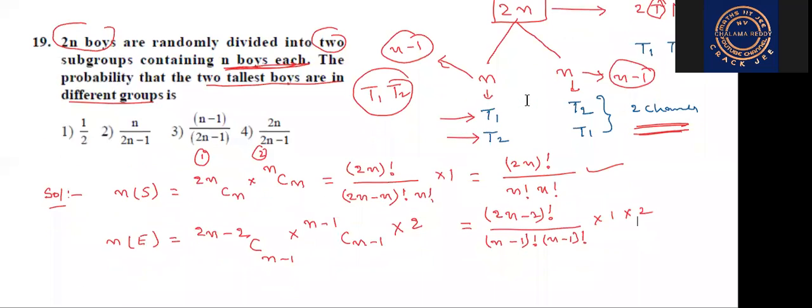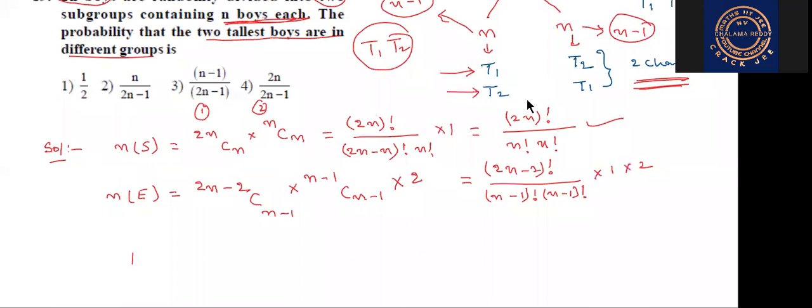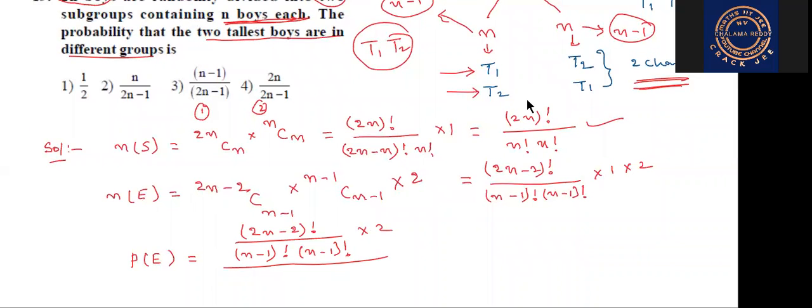Now, required probability P(E) is equal to n(E) by n(S). First I am writing n(E): 2n minus 2 factorial divided by n minus 1 factorial into n minus 1 factorial into 2. This is n(E). Now observe the n(S). This is n(S).